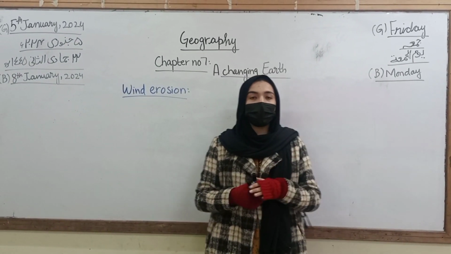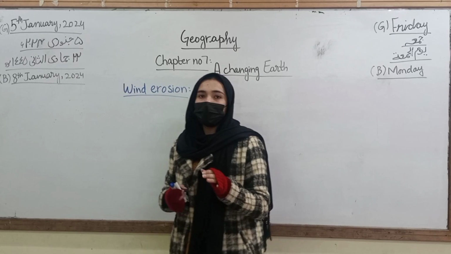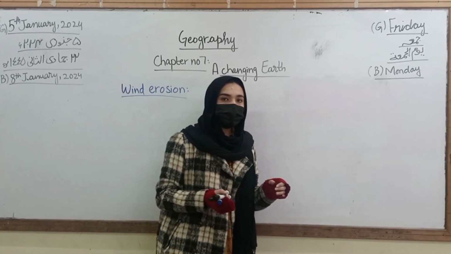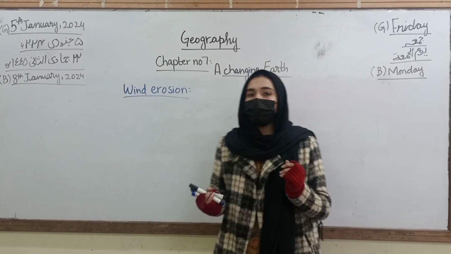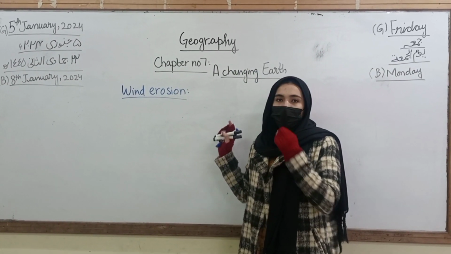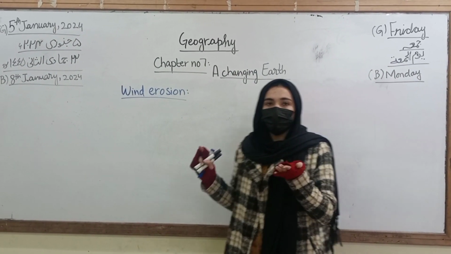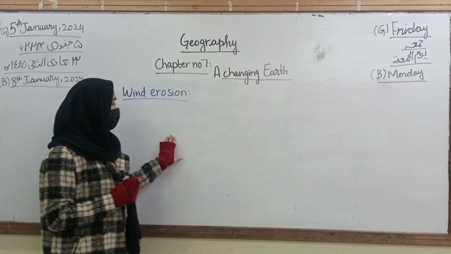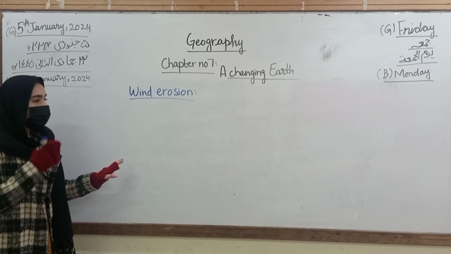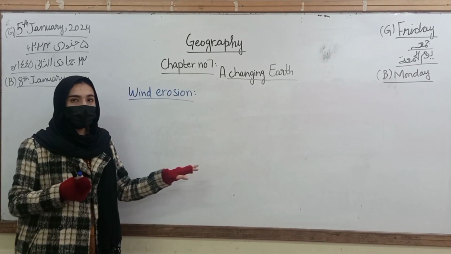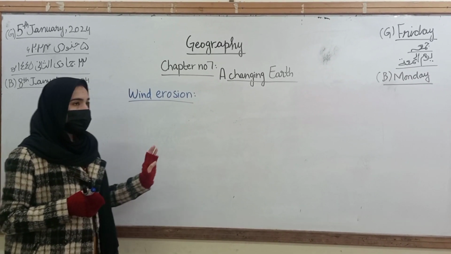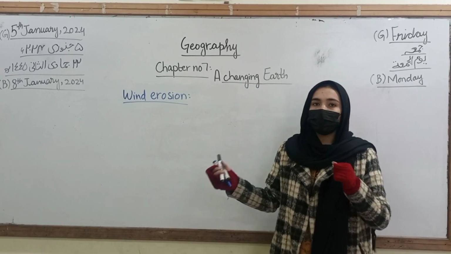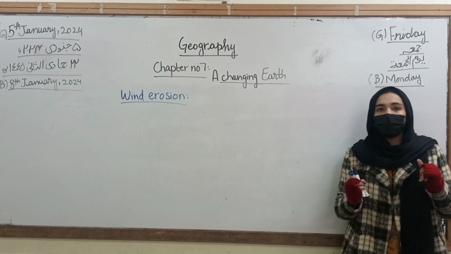So we can say that when the wind blows, it causes the soil particles and sedimentary particles or broken particles to be moved from one place to another. So it causes wind erosion. And when the soil particles are moved from one place to another by the wind, it causes the formation of hills at the place where the soil particles are deposited.